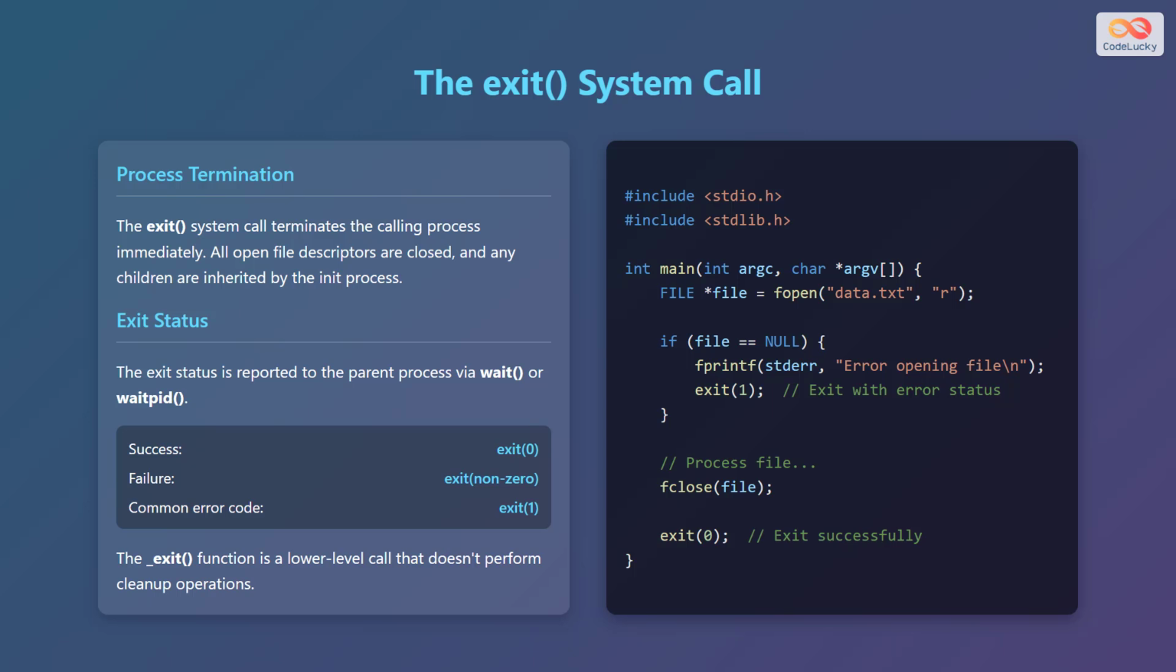Here's a small C program that demonstrates the usage of the exit function. In this program, we attempt to open a file named data.txt. If the file cannot be opened, we print an error message to standard error and exit with a status of 1, indicating failure. Otherwise, we would process the file, close it, and exit with a status of 0 indicating success.